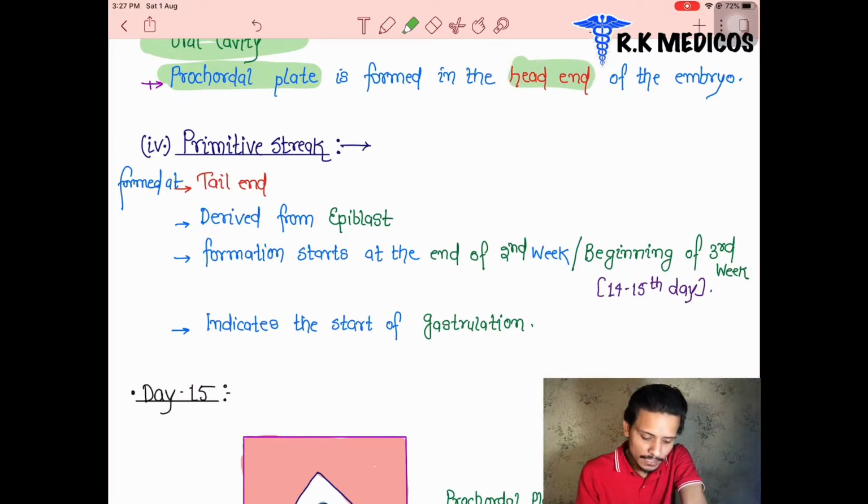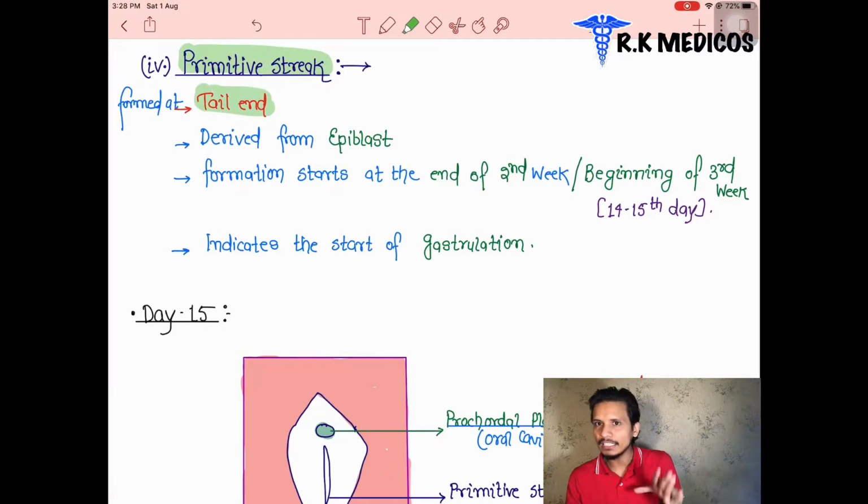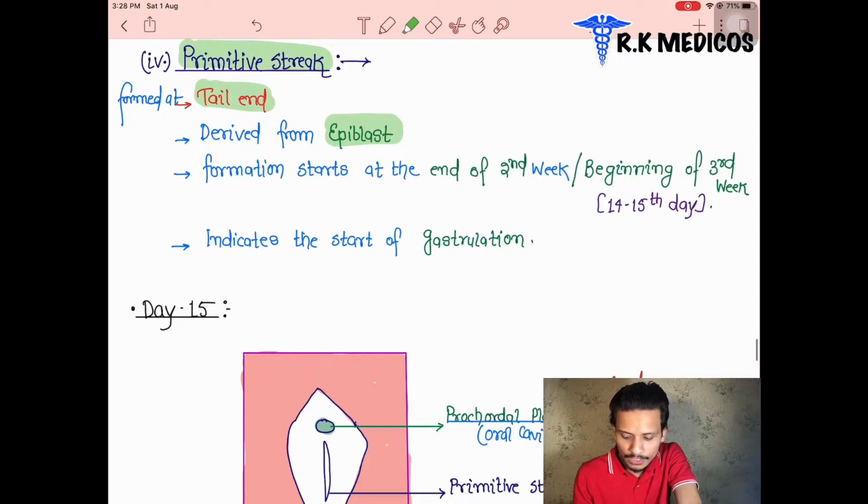Why is the primitive streak called the tail end? You already know it. These are developed from the epiblast cells, and the epiblast cells participate in the formation of the caudal end. So they are called the tail end, and they are derived from the epiblast cells, you can see. And the formation starts from the end of the second week and the beginning of the third week.